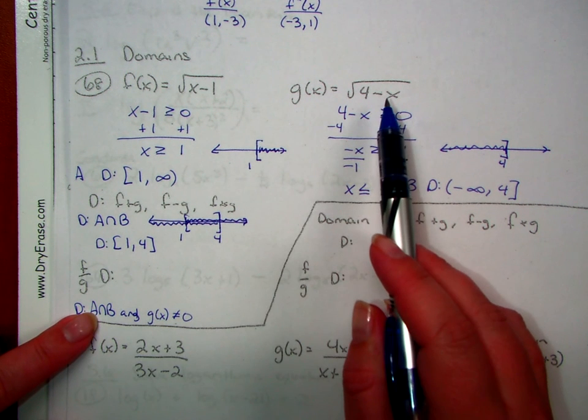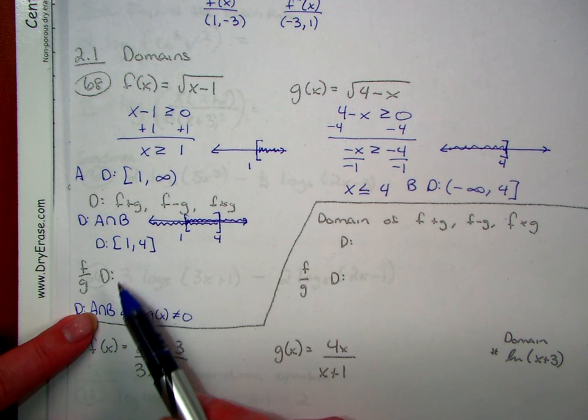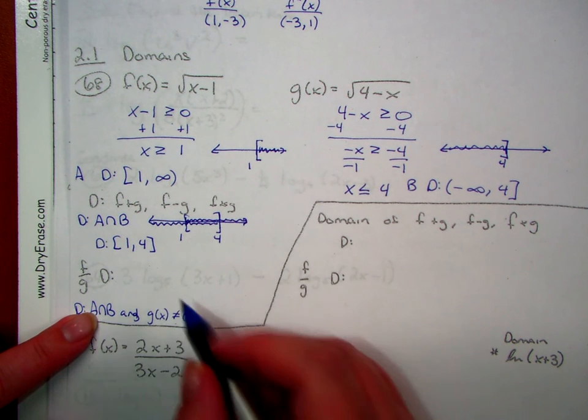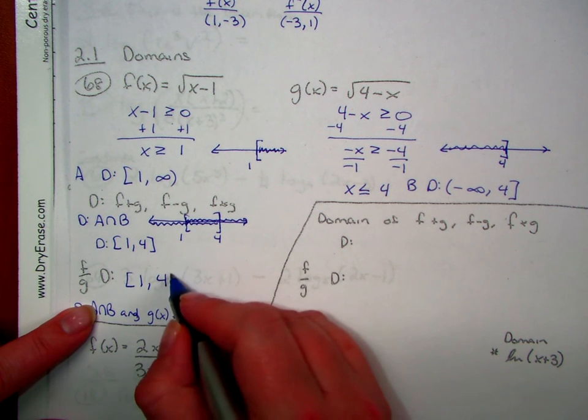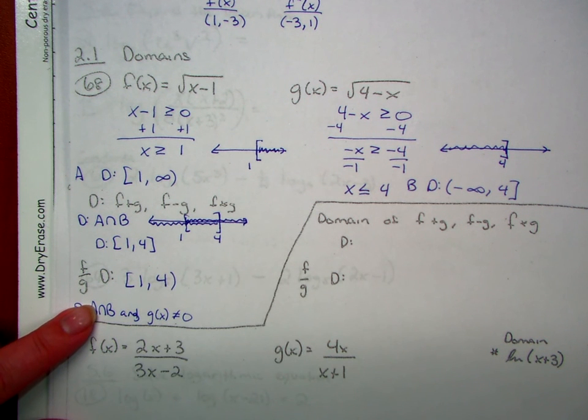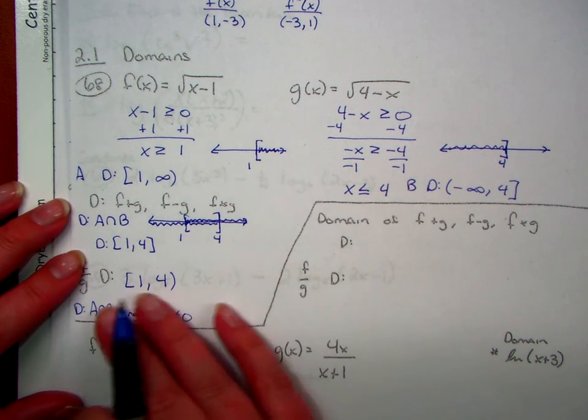So I don't want to put 4 into this fraction here when I do f divided by g. And so what we're going to do with the domain is, instead of including 4 with a bracket, we're going to put a parenthesis, because we can put all the numbers up to 4 into this function, just not greater than 4. All right? So there's domains of radicals.